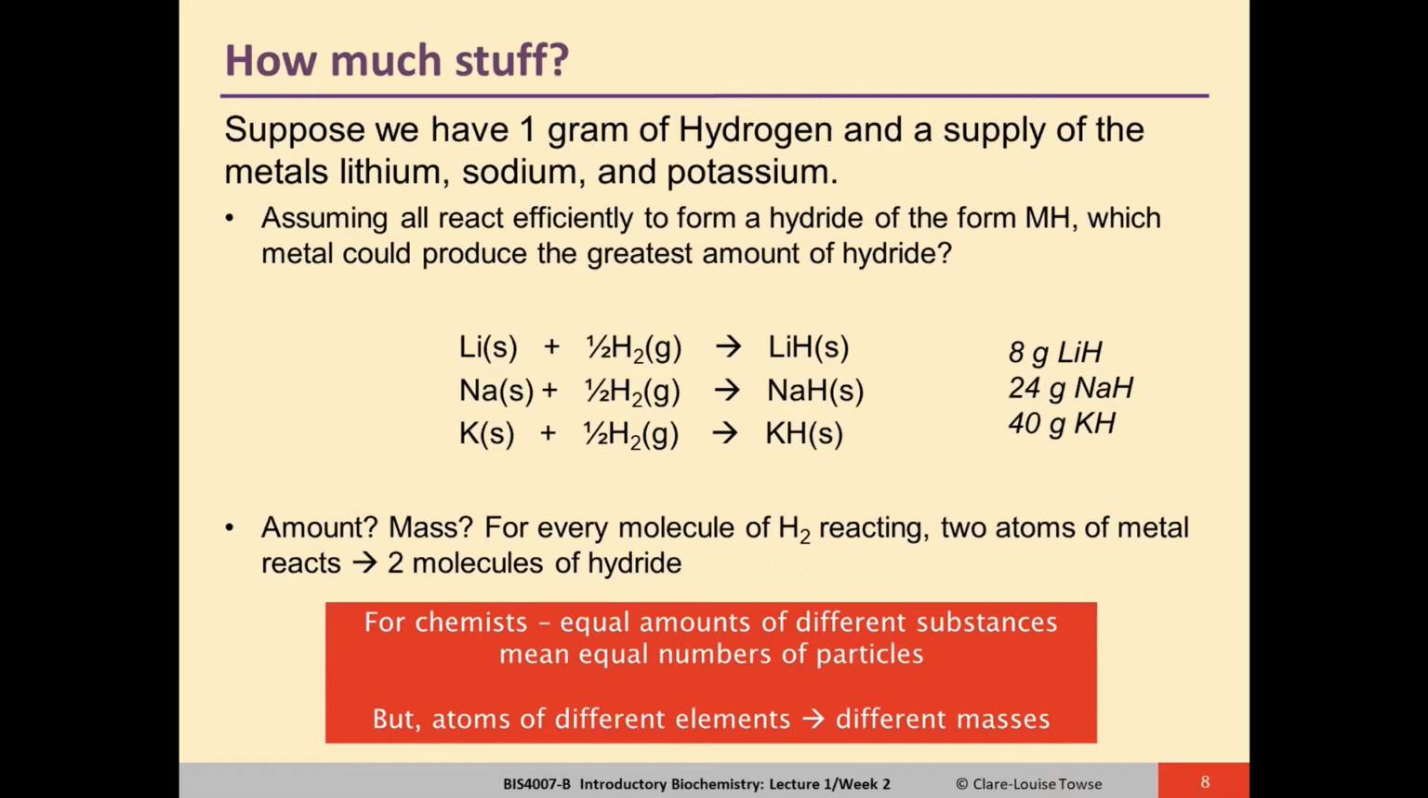Sometimes these things seem very simple, but if we got them in a multiple choice question, it would be mind-boggling. So here it's saying equal amounts of different substances mean an equal number of particles, which we have here. All we have here is an equal number of particles. We got one lithium and half of an H2, which means one H. So the number of particles is still the same, but there are different masses. Atoms of different elements will give us different masses.